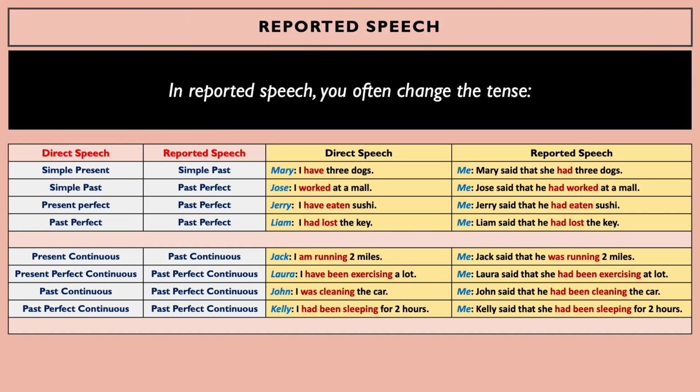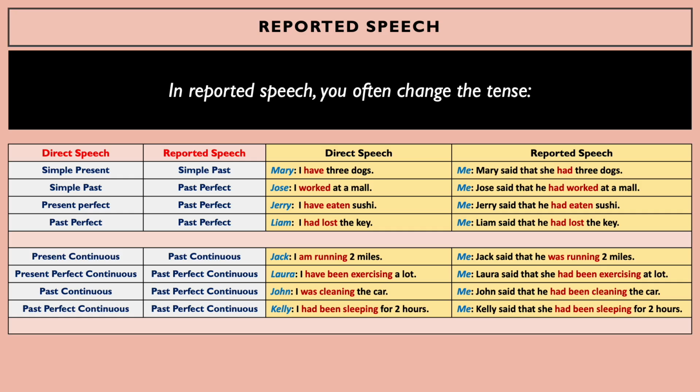In reported speech, you often change the tense from direct speech to reported speech. This is what you need to follow. From simple present to simple past. For example, I have 3 dogs becomes Mary said that she had 3 dogs. From simple past to past perfect. For example, I worked at a mall becomes Jose said that he had worked at a mall.